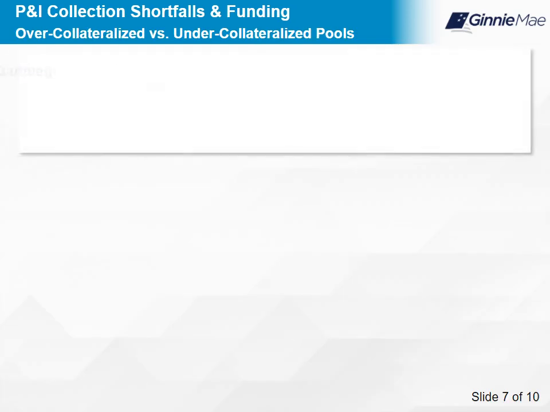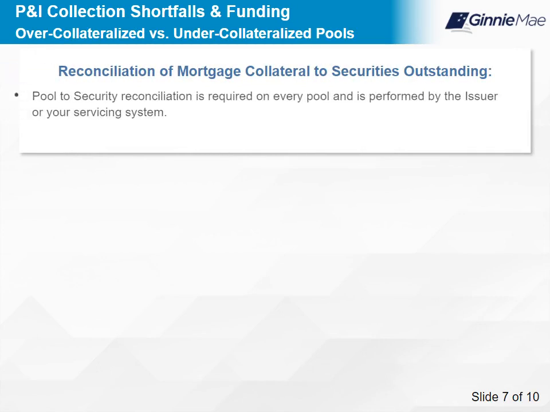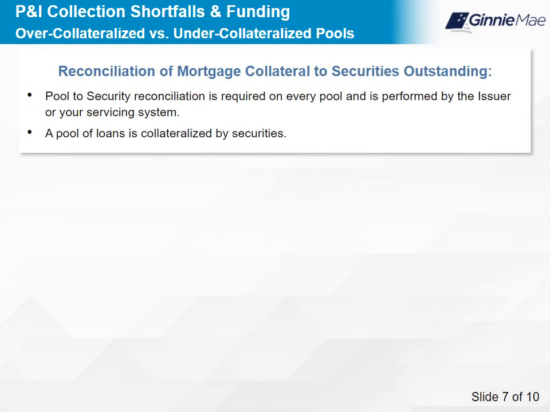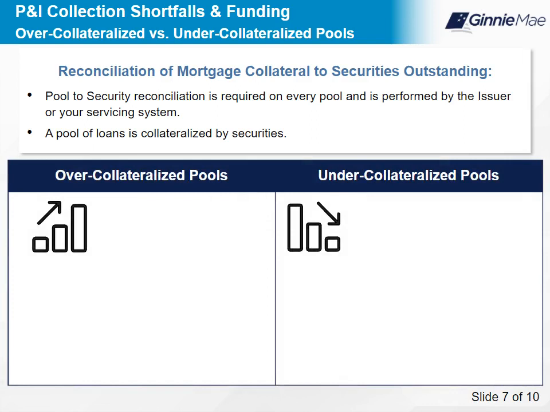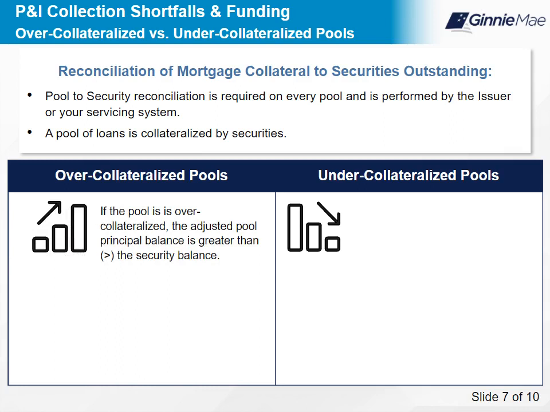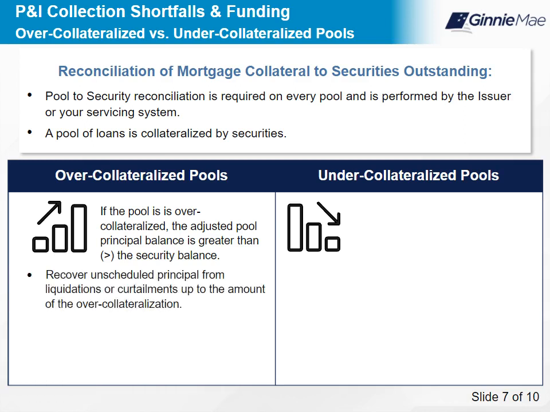Pool-to-security reconciliation is required on every pool and is performed by the issuer or your servicing system. Recall that a pool of loans is collateralized by securities. Let's examine what happens when a pool is over-collateralized or under-collateralized. If the pool is over-collateralized, the adjusted pool principal balance is greater than the security balance. Recover unscheduled principal from liquidations or curtailments up to the amount of the over-collateralization.